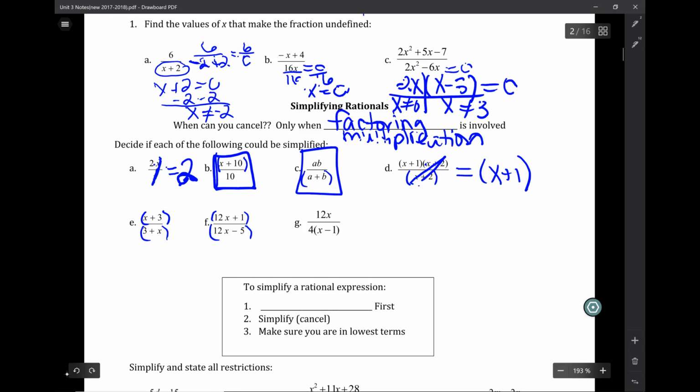Letter E, x plus 3 divided by 3 plus x. I hope that you agree the commutative property of addition tells you that those are the exact same thing. So if they cancel out, no, they don't equal 0, they equal 1.